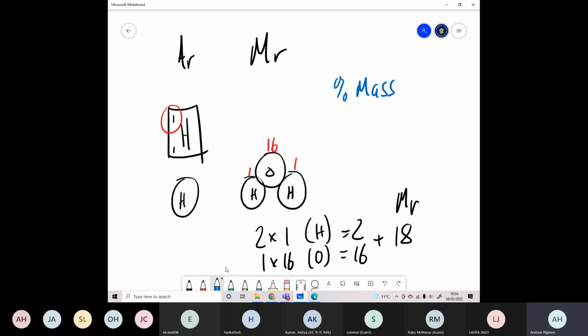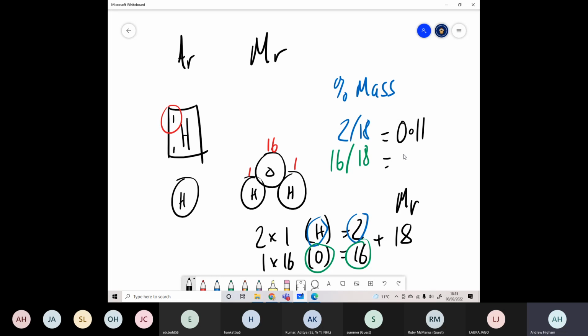So if we were to look at hydrogen, we've got 2 out of the 18 is hydrogen, and then we look at oxygen, which is 16 out of the 18 is oxygen. So by the time you've done that and you put it into the calculator, you come out with, I think, about 0.11 and then 0.88.